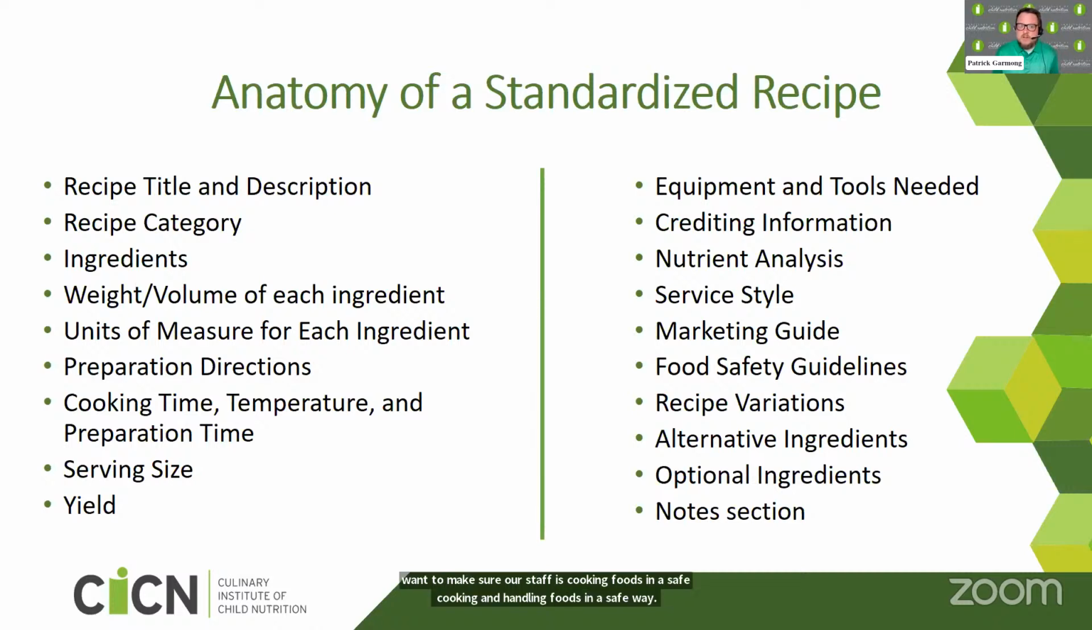There might be variations to the recipe. So you might have a taco recipe where all the ingredients are the same, except perhaps the protein. So you might be changing out ground beef for shredded pork, and you can do a variation on there with that. Alternative ingredients. So that might be that you have listed frozen corn and canned corn and how to interchange those. Optional ingredients and a notes section. So that is a lot of information to include in a recipe. Obviously, the more complex the recipe, the more detailed the information needs to be.